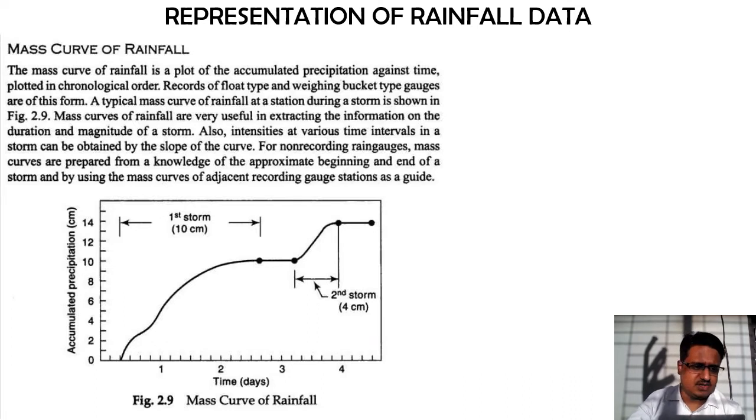The next one is your rainfall mass curve. For this rainfall mass curve, first I'll just read it out, then we'll try to discuss it. This is quite important. The mass curve of rainfall is a plot of accumulated precipitation against time. So please check, again on the x-axis I have time only, but on the y-axis I have accumulated precipitation. It is not just the precipitation.